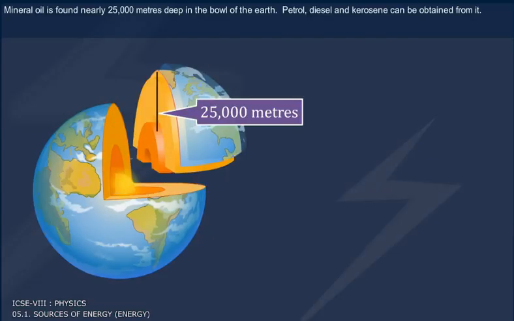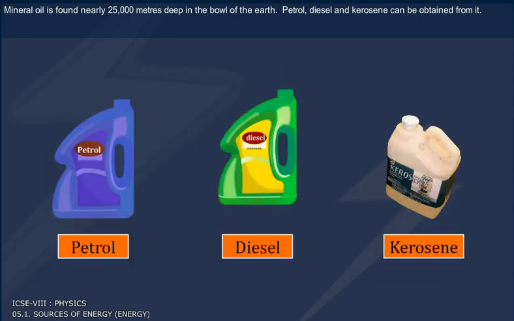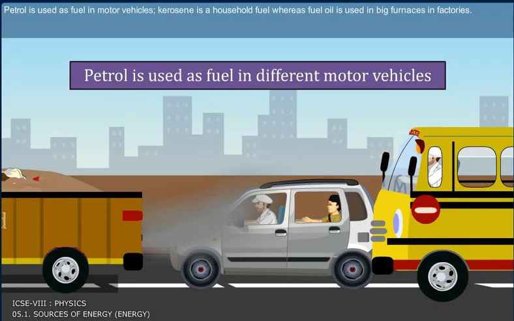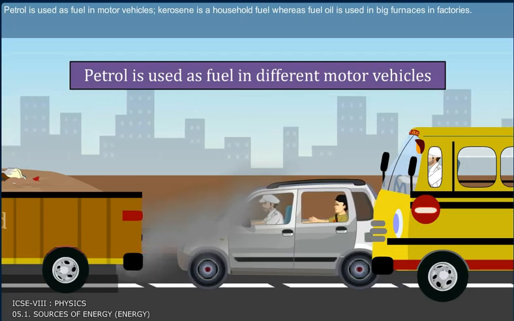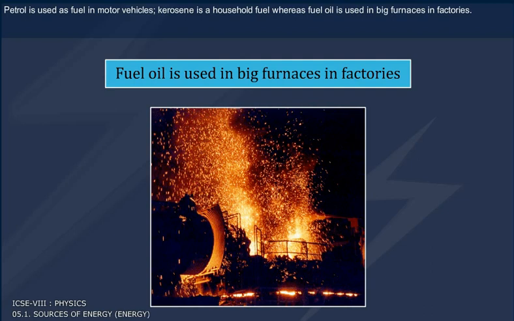Mineral oil is found nearly 25,000 meters deep in the bowel of earth. Petrol, diesel, kerosene and fuel oil can be obtained from it. Petrol is used as fuel in motor vehicles. Kerosene is a household fuel, whereas fuel oil is used in big furnaces and factories.